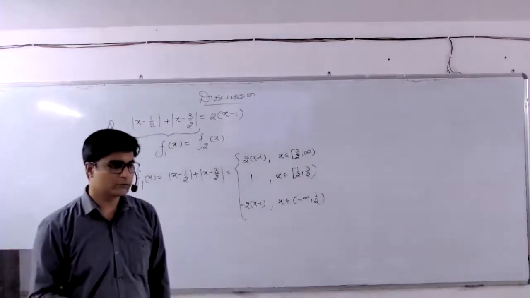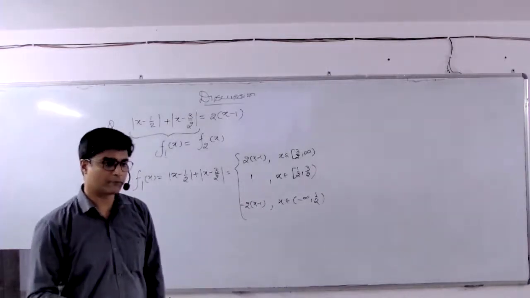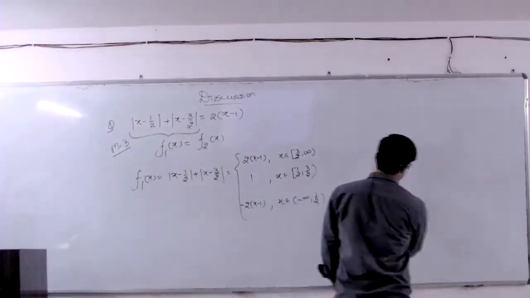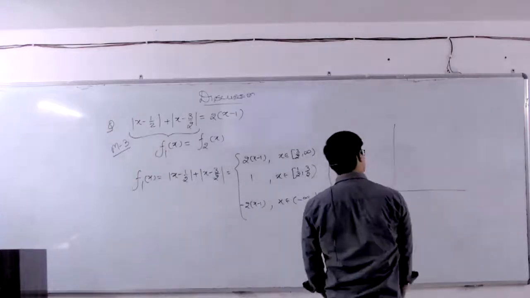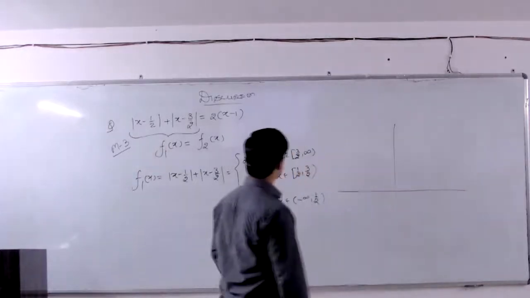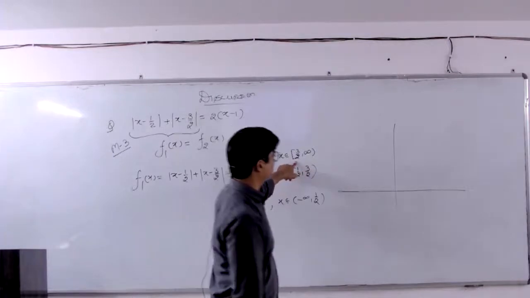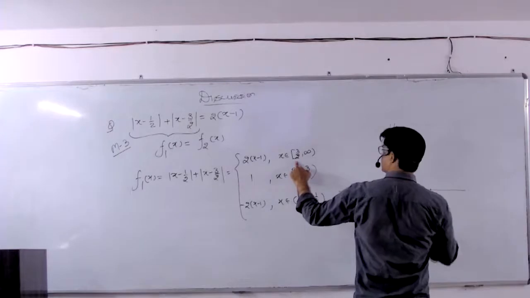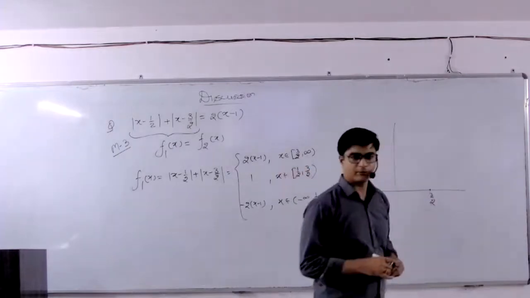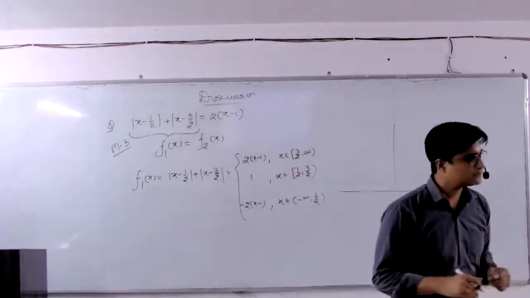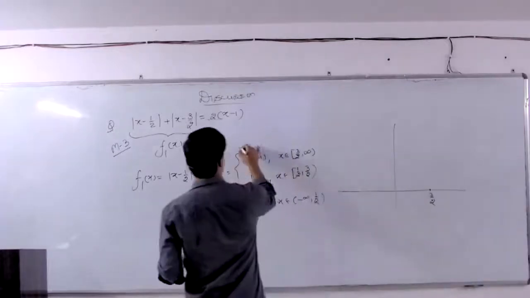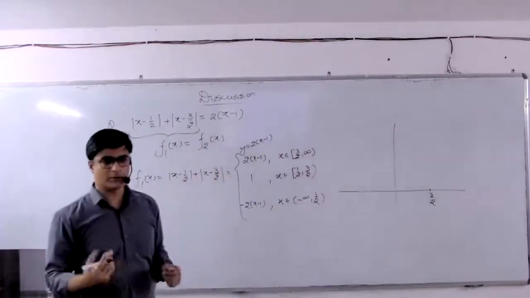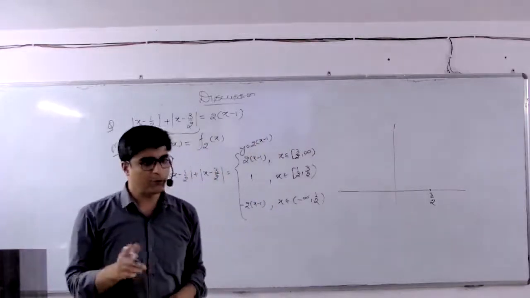Now what we need to do? We will draw its graph. Okay. Now when x is from 3 by 2 to infinity, let's say this is your 3 by 2. Then my graph is 2 times x minus 1. Okay. It is a straight line. This is y equal to 2 times x minus 1, or not? It is a straight line with positive slope. Yes or no?